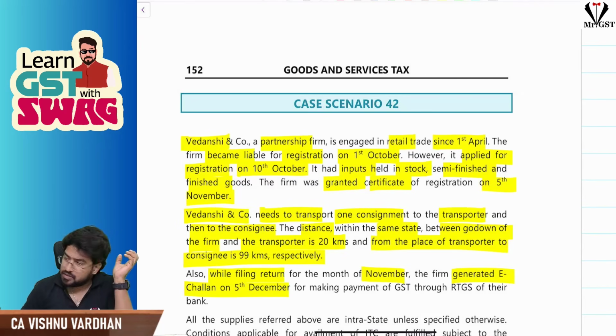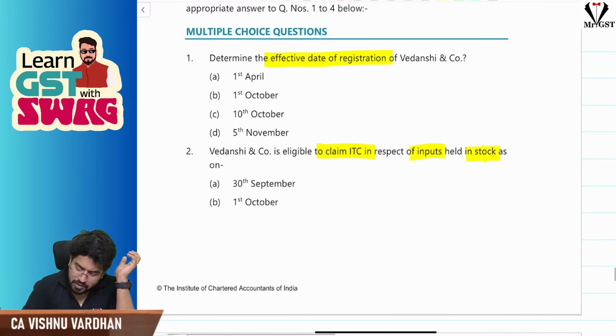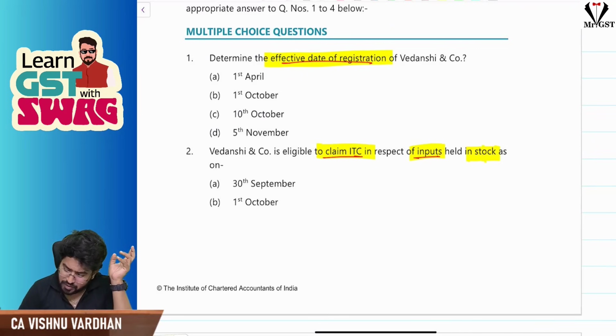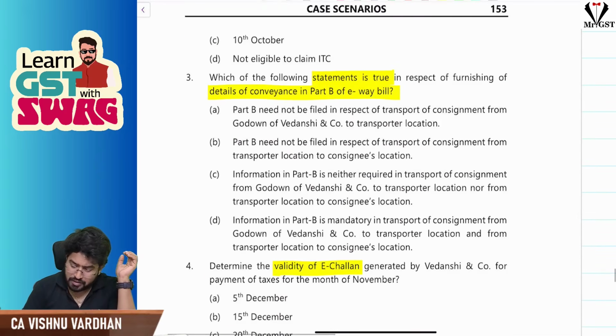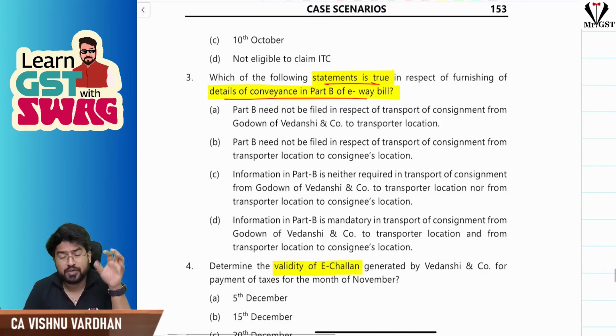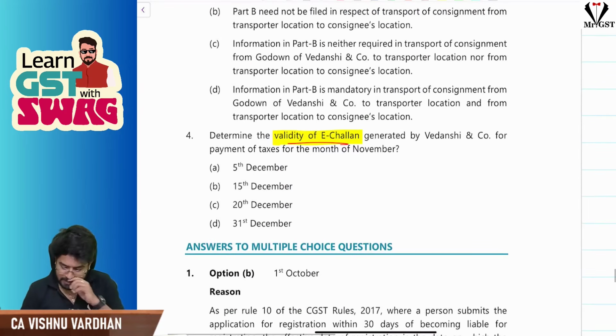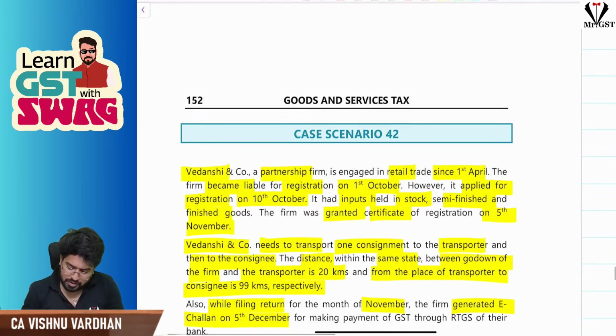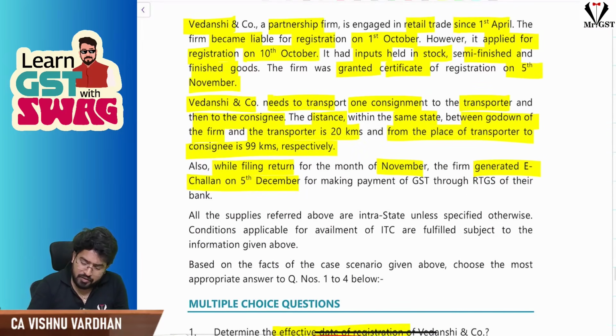So in this case scenario, they're asking what is the effective date of registration and ITC for inputs held in stock as on what date you have to take ITC, and which of the statements is true with respect to details of conveyance in part B of the e-way bill, validity of e-challan. Okay, again a small MCQ, small case study.